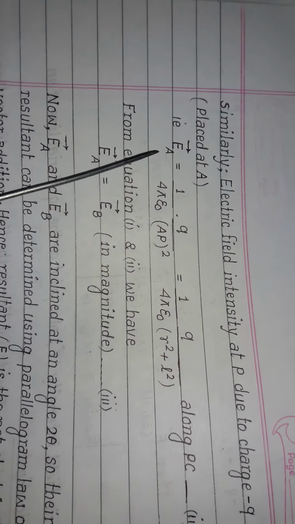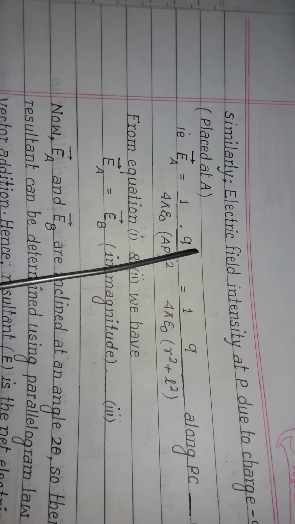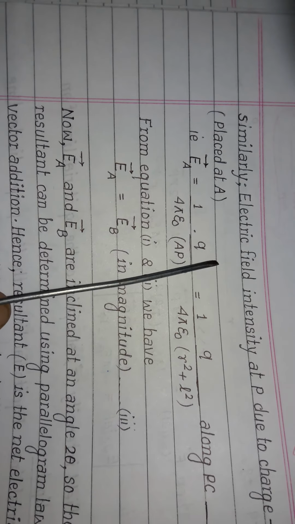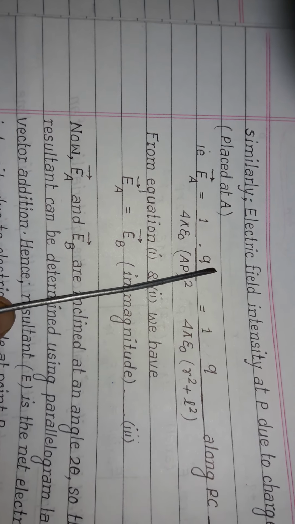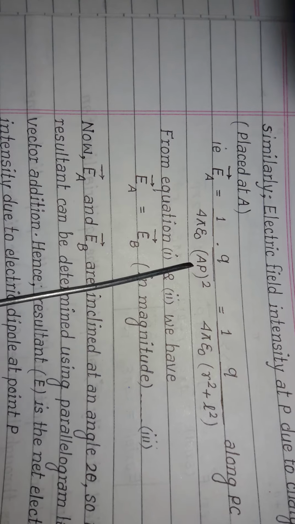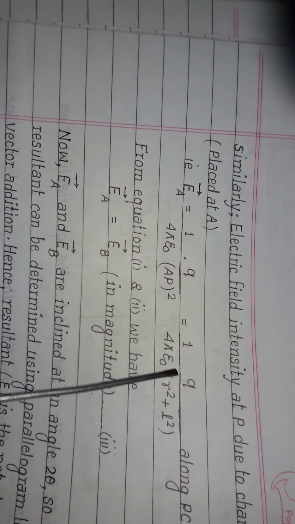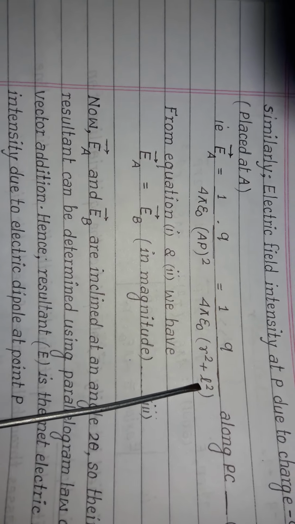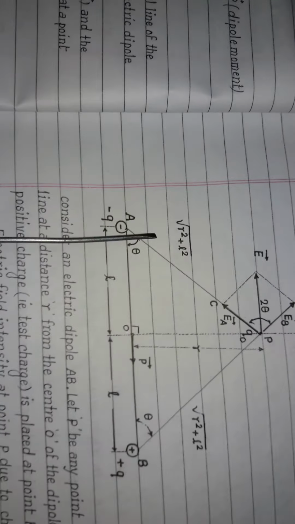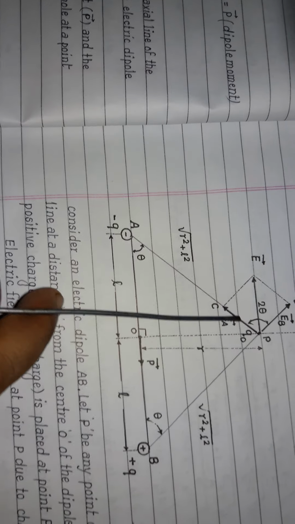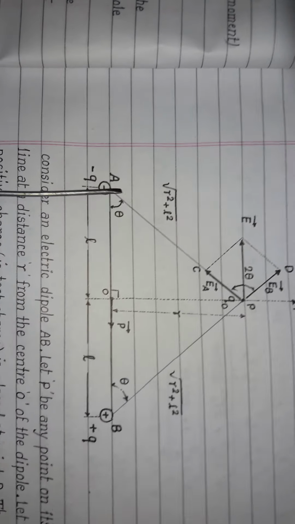Similarly, we will find the electric field intensity at the same point P due to charge minus Q. Due to charge minus Q, which is placed at A, it will be 1 by 4 pi epsilon naught, Q by AP. We will take only magnitude. AP is the distance of observation point P from the charge placed at A. So AP is again R square plus L square, but the direction is along PC.